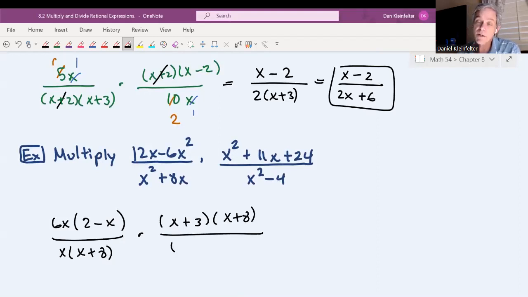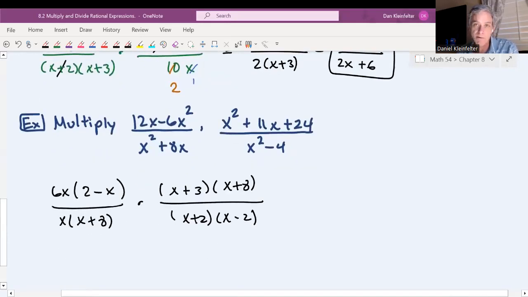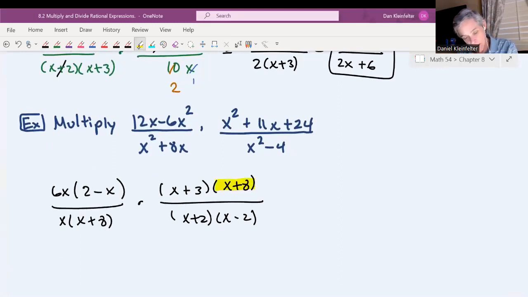Down below, difference of squares. x squared minus 4 is x plus 2 times x minus 2. And then let's see what we can remove. I can see common factors of x plus 8. So let's go ahead and divide those out. And then I can see also a factor of x that can be removed from both the numerator and denominator of the first fraction. And then also I'm seeing a 2 minus x and x minus 2. And those guys are opposites of each other. So we can divide the top and bottom by x minus 2.